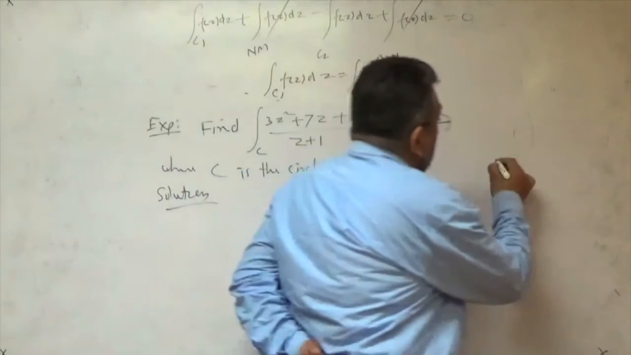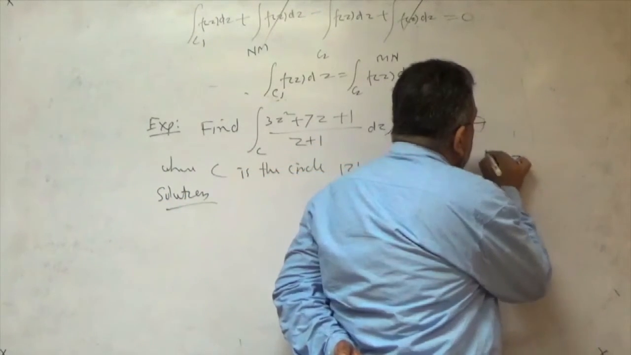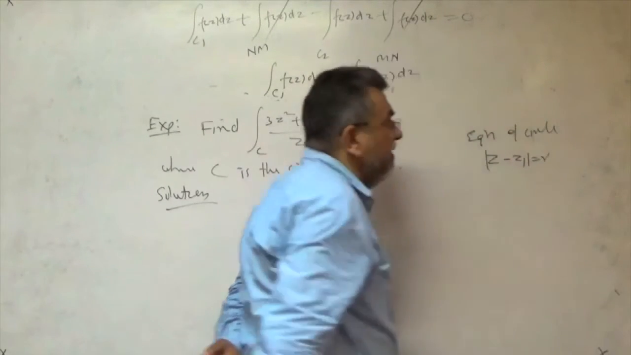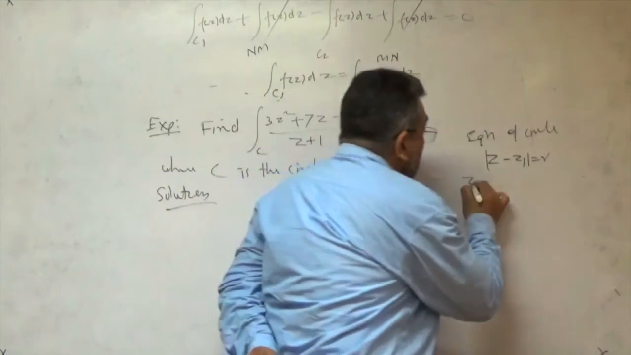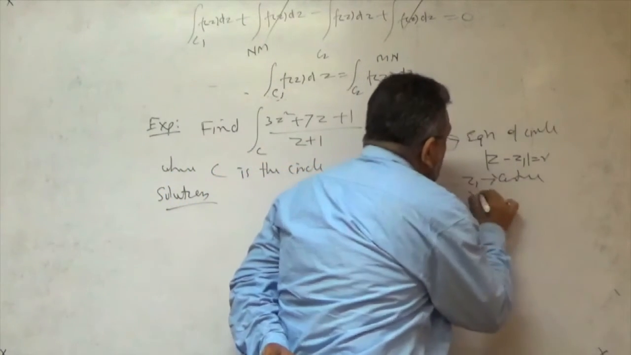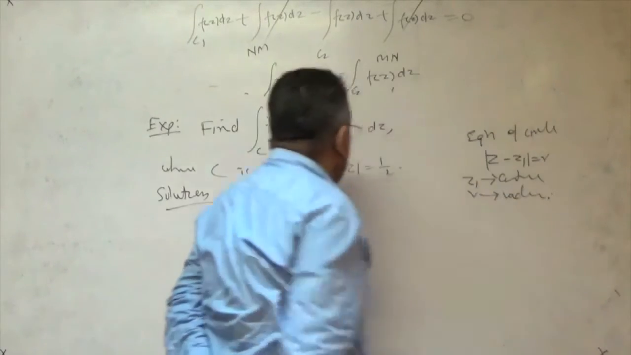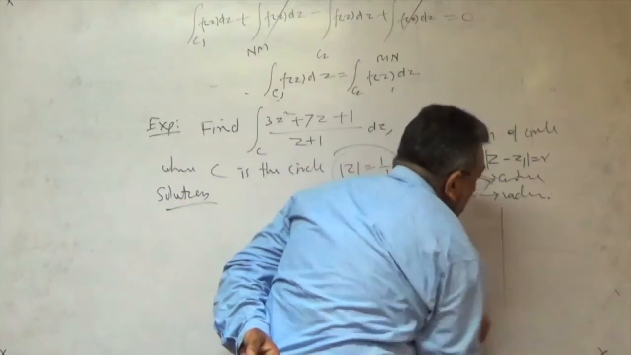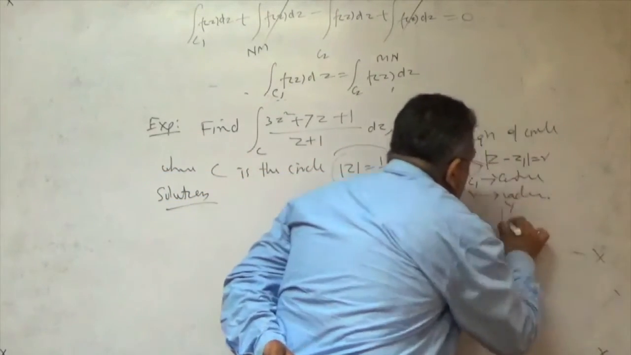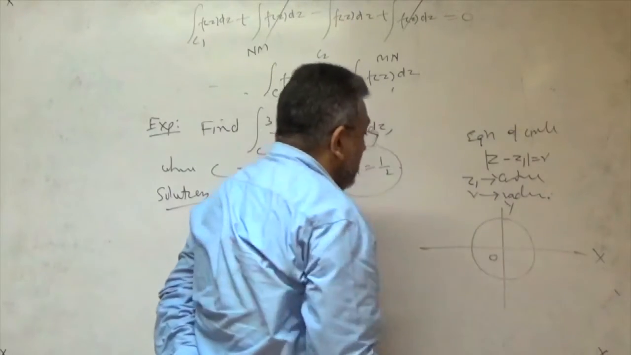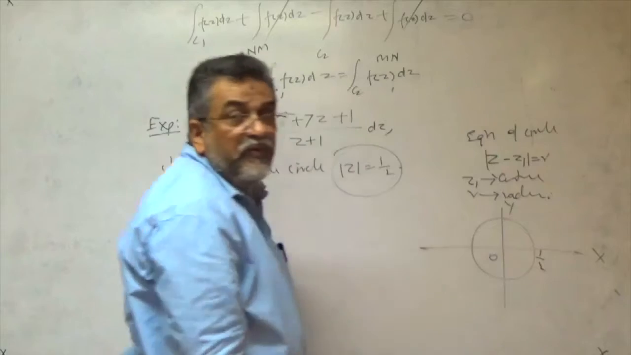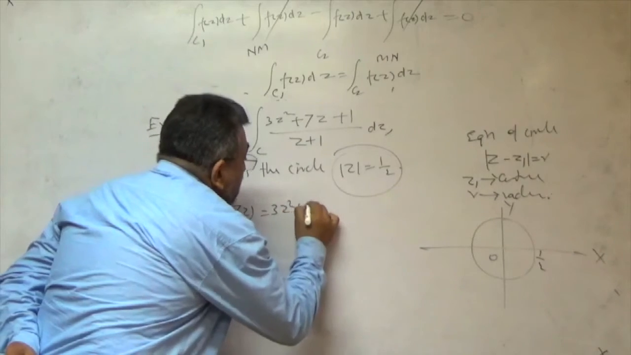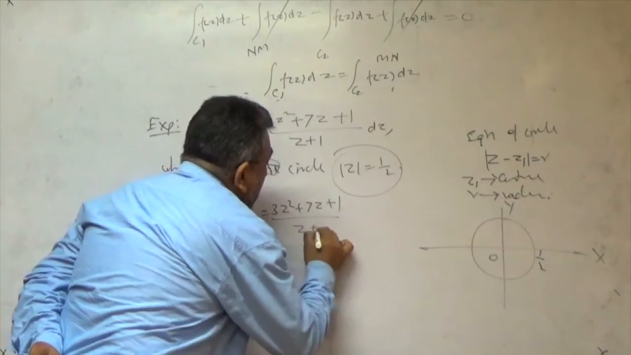Here in complex notation, you always have to remember |z − z1| = r denotes the equation of a circle, where z1 is the center and r is the radius. So here is the figure. If you draw this on the z plane, this is the x-axis, this is the y-axis, then this is the circle with center origin and radius 1/2, right? And here f(z) is (3z² + 7z + 1) upon (z + 1).